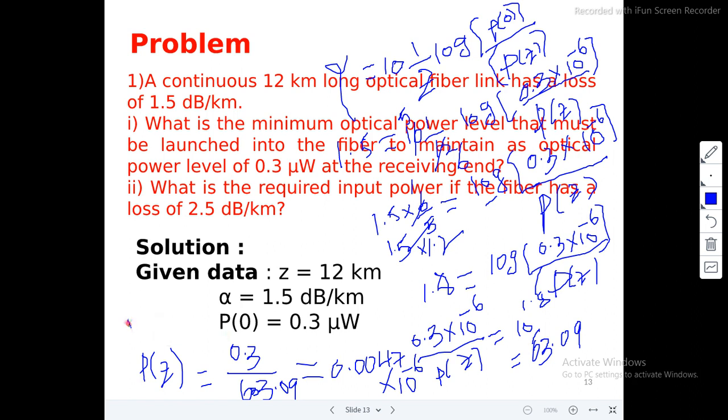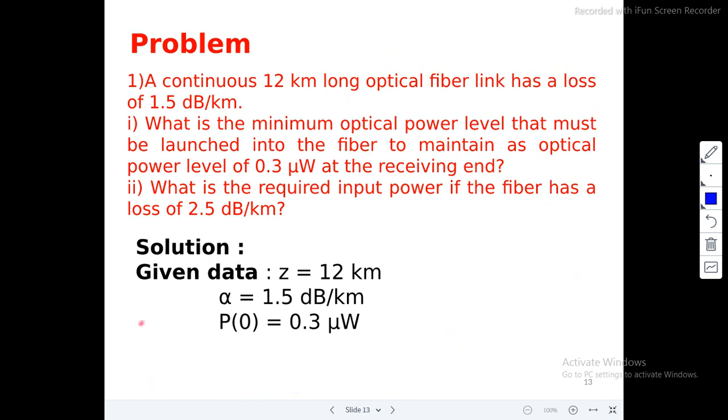Therefore, in the first problem, P of Z is equal to, so what is the value? 0.0047 is also what we will be writing. So 0.47 into, 3 zeros will be cancelled, 0.47, sorry, not 0. Small modification. So how will we write? P of Z is equal to what is the value?